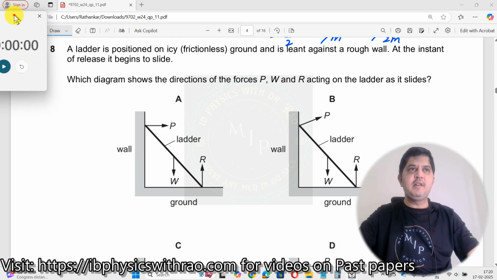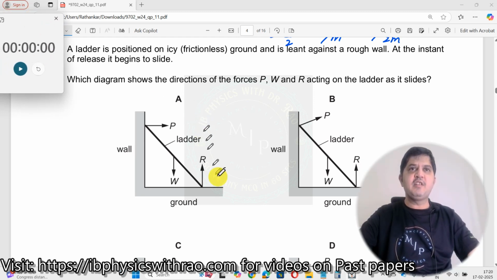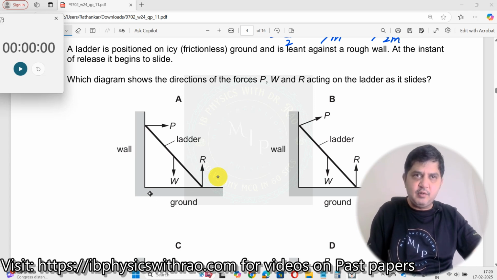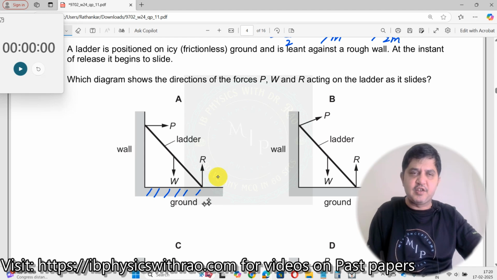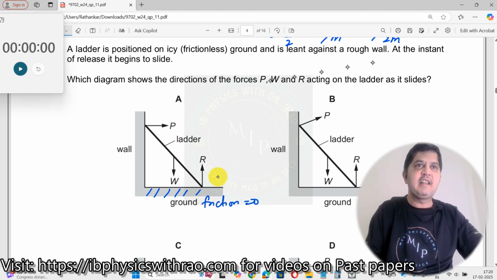Okay, question number 8. A ladder is positioned on an icy frictionless ground. So there is no friction here. There is no friction at all here. Everywhere there is no friction. Friction is equal to 0. At the instant of release, it begins to slide. The moment there is no friction, it definitely has to come down like this over here.